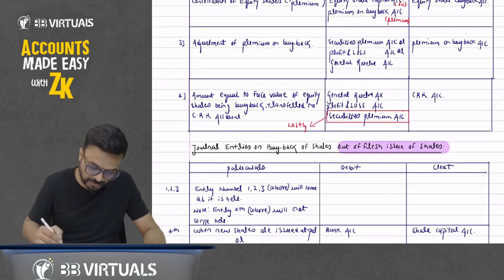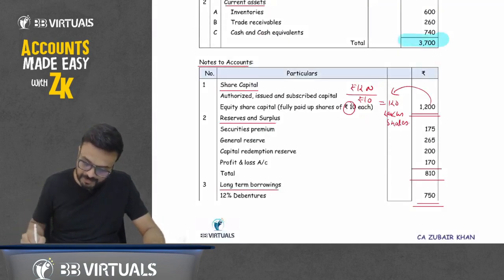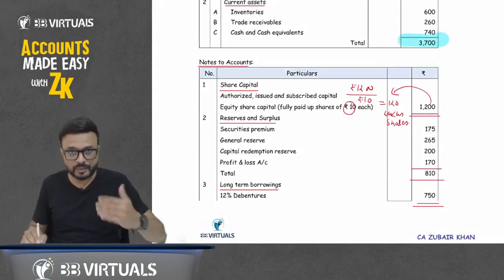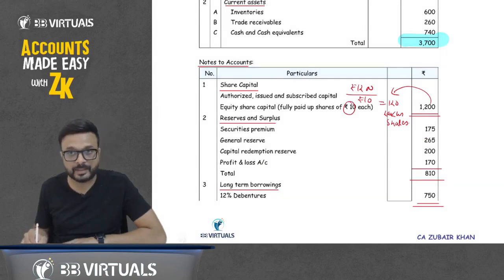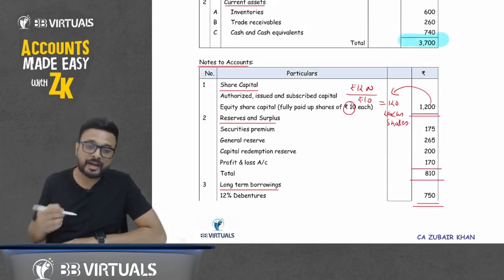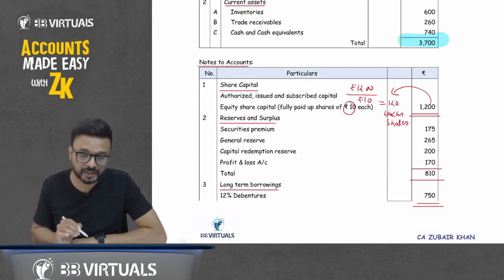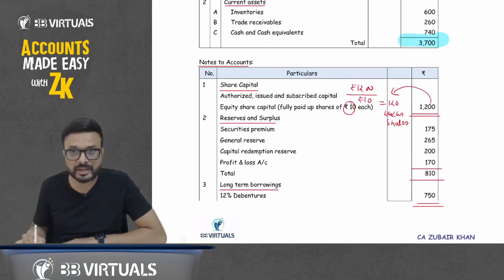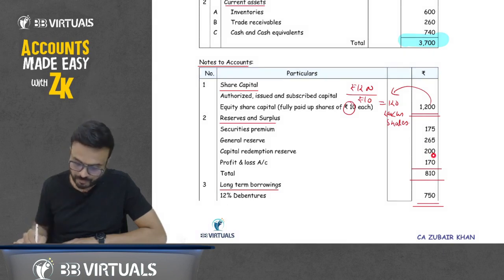Now if we see in the question whether we have 300 in general reserve and P&L account. In note 2, we have a balance of rupees 265 in general reserve. So we will utilize 265 of general reserve. And in P&L account, the surplus balance is how much? 170. So we will utilize 265 from general reserve. And in total how much do we need to transfer to CRR? 300, that is the face value of the buyback of shares. So out of 300, 265 will be utilized from general reserve and the remaining 35 we will utilize from profit and loss account.